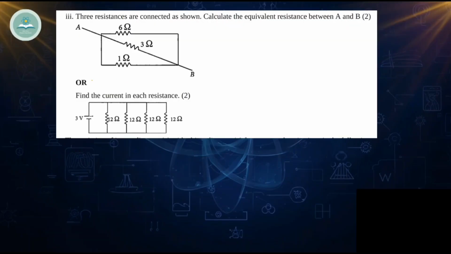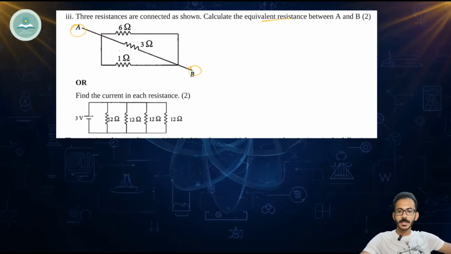In the third question, as usual, it's an OR question. Let's see the first one. 3 resistors are connected as shown. Calculate the equivalent resistance between A and B. Here we might think the figure is a little confusing, but actually we have a resistor at the center, another resistor here, and another resistor here. Actually, all the 3 are connected in parallel.